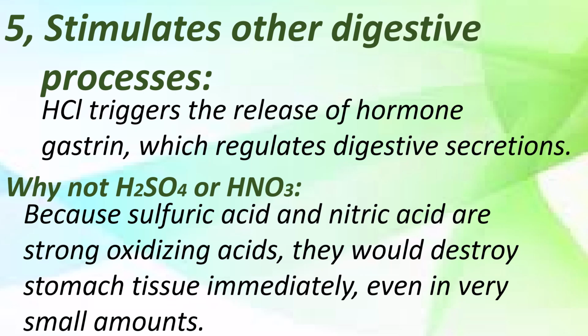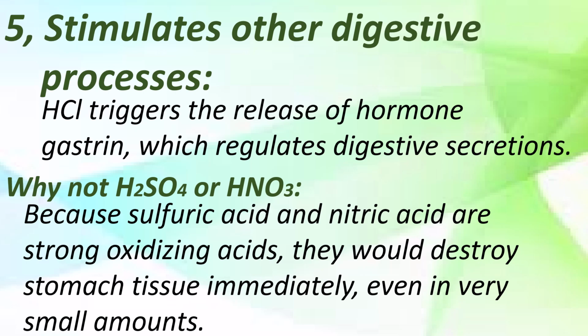HCl stimulates other digestive processes. HCl triggers the release of hormone gastrin, which regulates digestive secretions. Gastrin is a hormone. Hormones are chemical messenger. They are endocrine hormone and exocrine hormone. Endocrine hormone are ductless hormone. Exocrine hormone are with ducts. So gastrin is a hormone which regulates digestive secretions. HCl stimulates the secretion of gastrin.